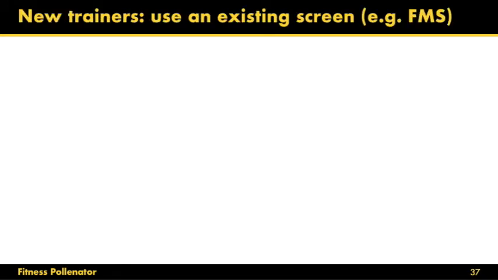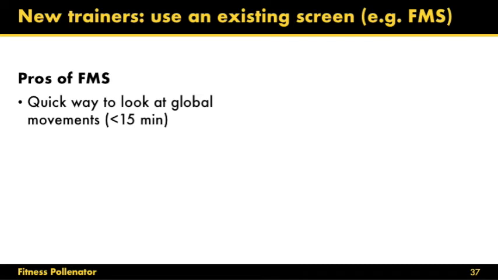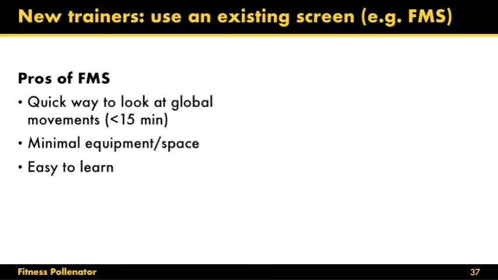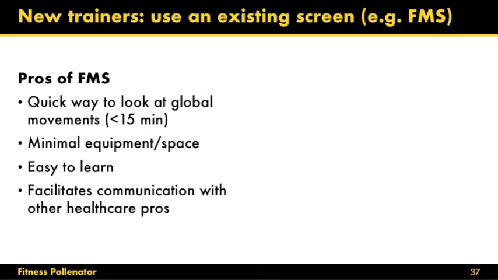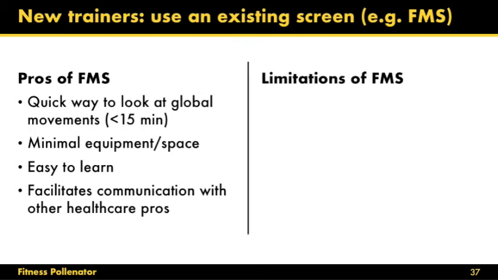Here's why. I think new trainers should use an existing screen, such as the FMS, because it's a good starting point. The FMS is quick. You can look at a lot of global or multi-segmental movements in under 15 minutes. It doesn't take up a lot of space, doesn't use a lot of equipment. It's easy to learn, and it helps with communicating with other fitness professionals who are also familiar with it.